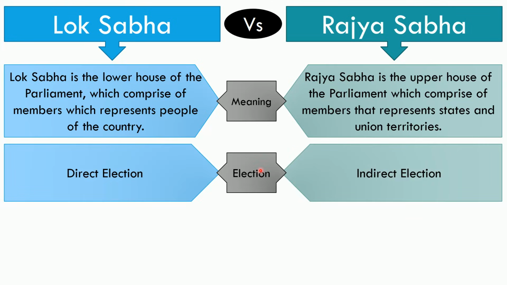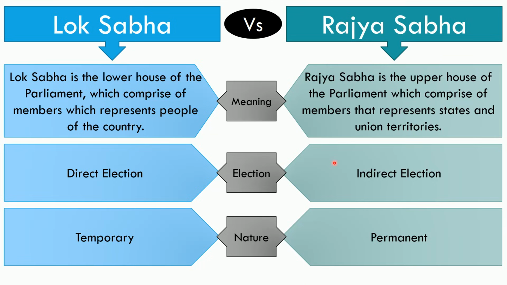The members of Lok Sabha are directly elected by the people according to universal adult suffrage and first past the post system. On the other hand, the members of Rajya Sabha are indirectly elected by the members of a state legislative assembly as per proportional representation system. Next. Lok Sabha is a temporary body because it is elected for 5 years only, while Rajya Sabha is a permanent one.